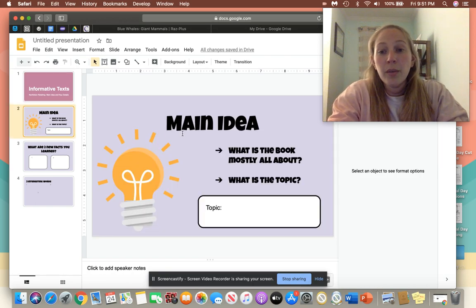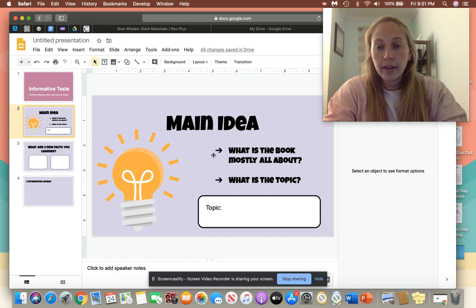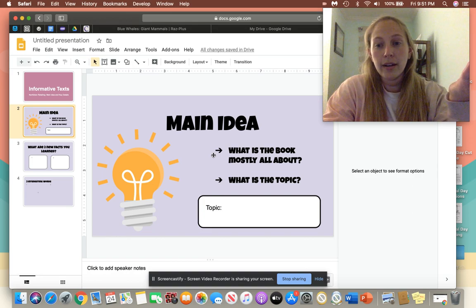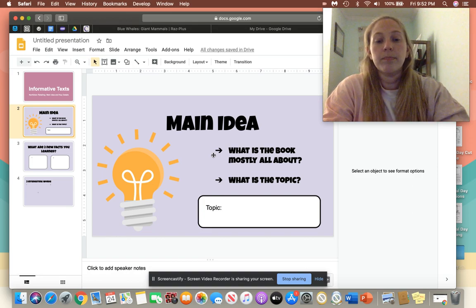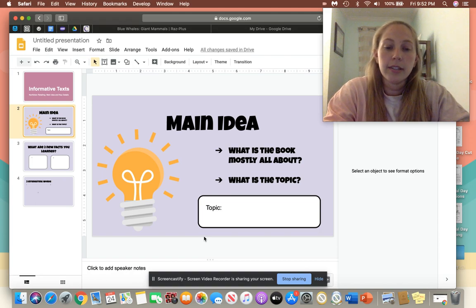You might be wondering what a main idea is. And a main idea is what the book is mostly all about. So when you're reading a nonfiction book, you can be asking yourself as a reader and a thinker, what is this book all about? And that would be your topic, your main idea. The book that we're going to read in a little bit, we're going to go back and fill this in. And we'll get to talk about what the main idea is.